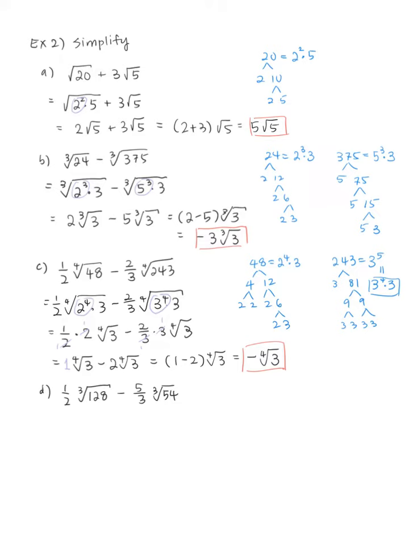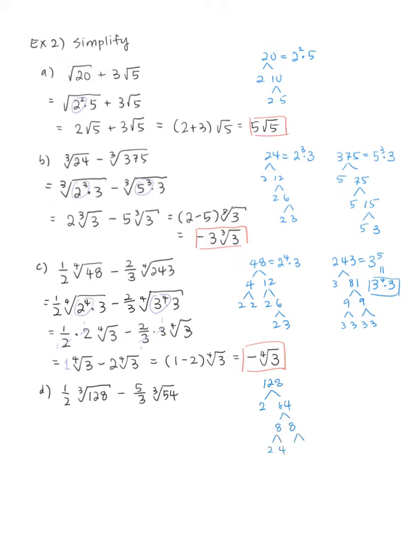Alright, so let's see, you got it. So first, I'm going to do the same thing. I'm going to break down 128. So what goes in? It's even, so 2 is always going to go in. So 2 times, what is that, 64, is that right? Yep, and then 64 is 8 times 8.